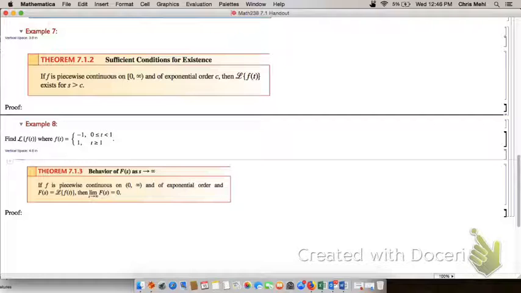And then theorem 7.1.3 just says if you're piecewise continuous and of exponential order, the Laplace transform will then exist. And then the limit as s goes to infinity of the Laplace transform will equal 0. And again, that proof is also in the textbook. So I think what I'll do is I'll skip the proofs. I'll let you read them if you're interested. But in this video, we'll just go through example 8, doing the Laplace transform of a piecewise function.